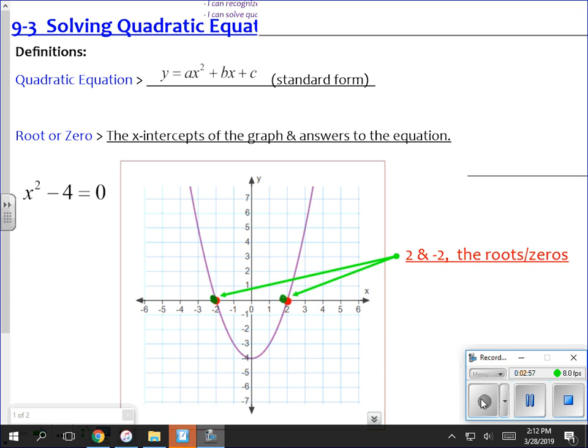Right, and it's entirely possible, and we will see examples later, of where it doesn't cross it twice. Sometimes you have 2 answers, sometimes you have 1, sometimes you have no solution. Nothing will work. That's where the parabola doesn't actually ever cross the x-axis. Okay, that's entirely possible, that it doesn't cross.